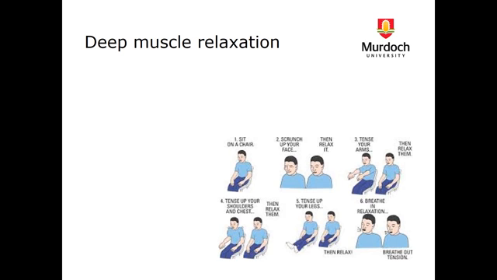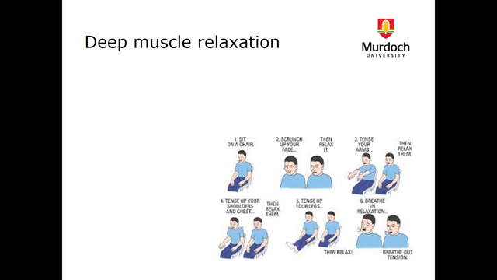And this will make the client aware of the difference between tension and relaxation and will make them feel heavy and relaxed. So that's what deep muscle relaxation or progressive muscle relaxation is all about. So these were two examples of body-to-mind techniques for relaxation.